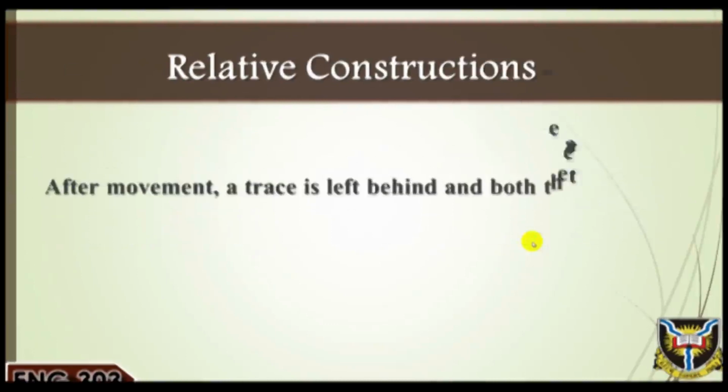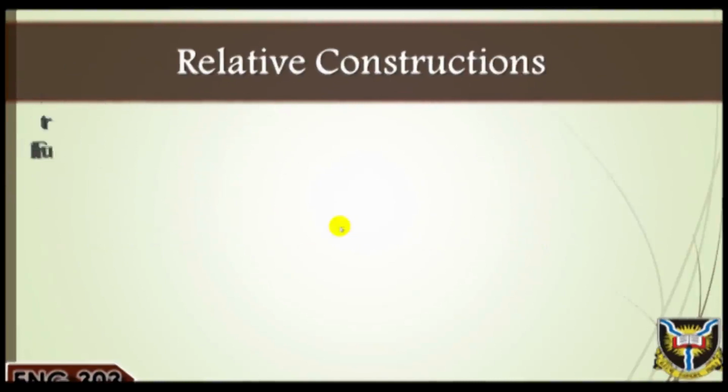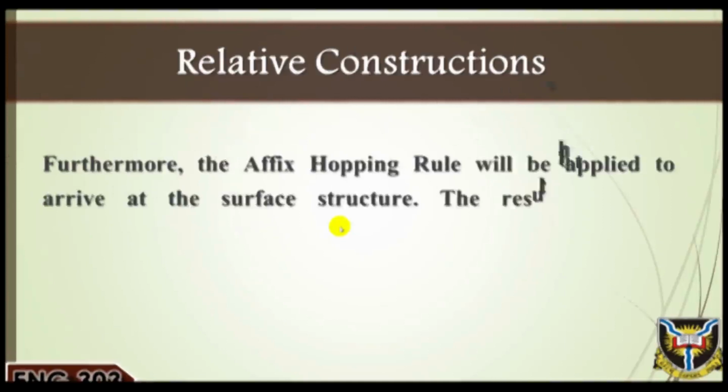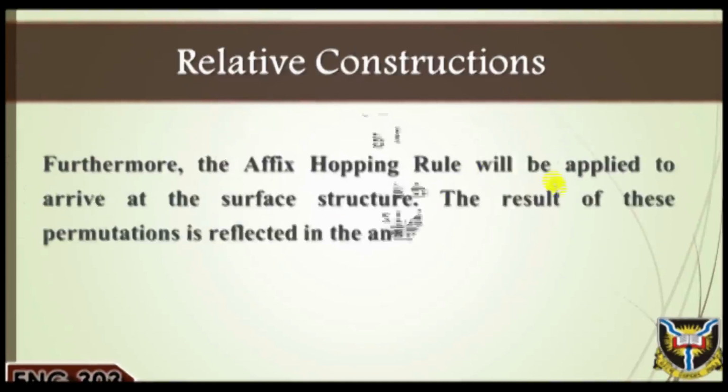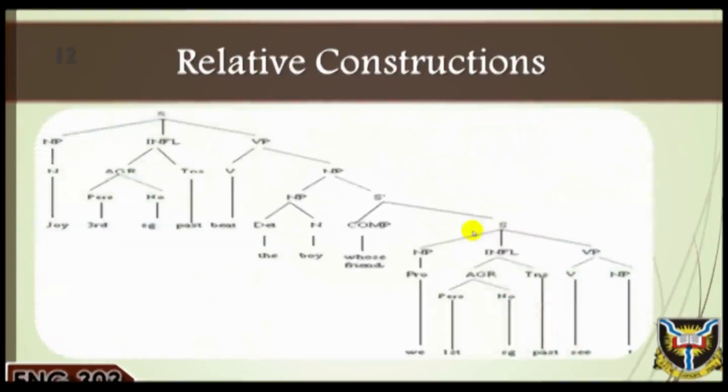After movement, a trace is left behind and both the trace and the moved element are co-indexed. Furthermore, the affix hopping rule will be applied to arrive at the surface structure. The result of these permutations is reflected in the analysis below. Surface structure: Joy beat the boy whose friend we saw.